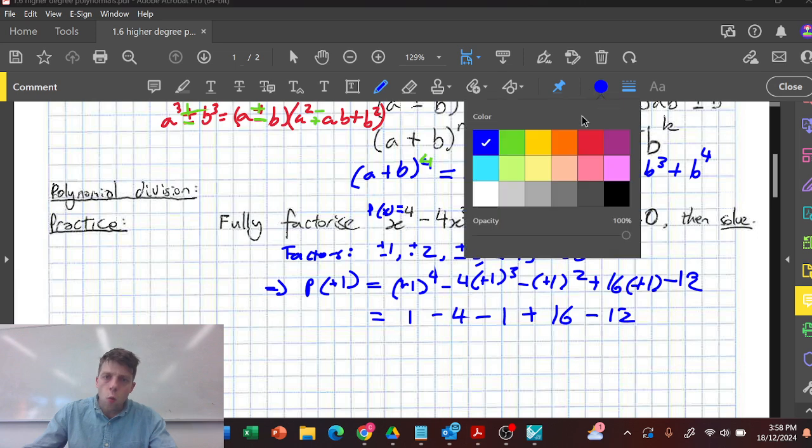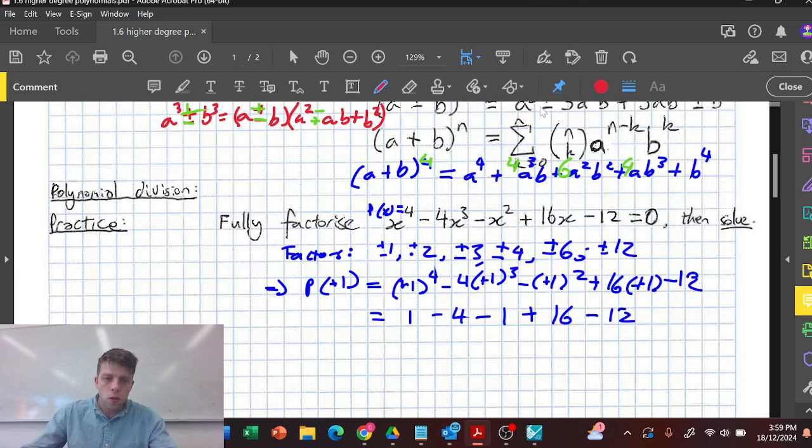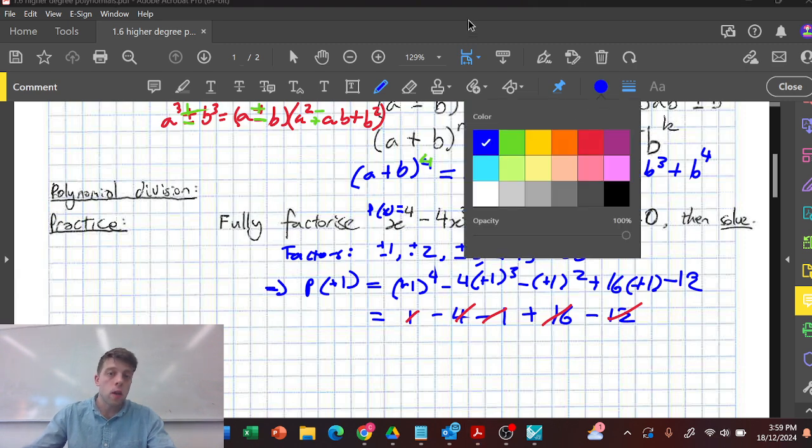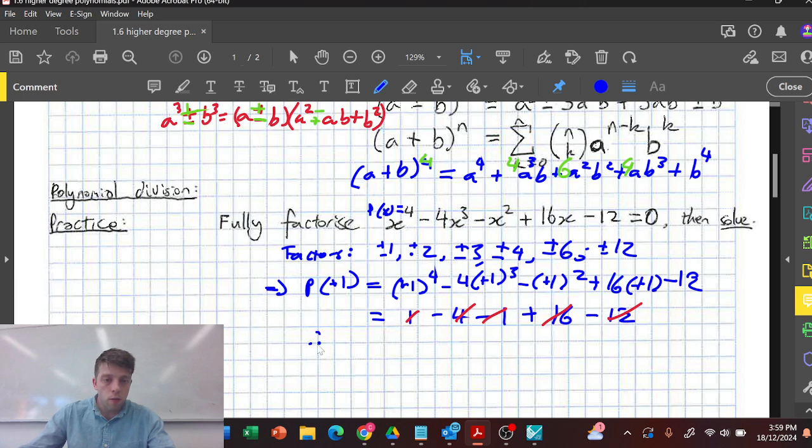Looking at this, we can see that the 1s are going to cancel out. So 1 and -1 cancel out, and then -4 minus 12 is equal to -16, which cancels out with this one over here. So now we know that, therefore, 1 is a factor, which we could also write as x minus 1 in its factorized state.